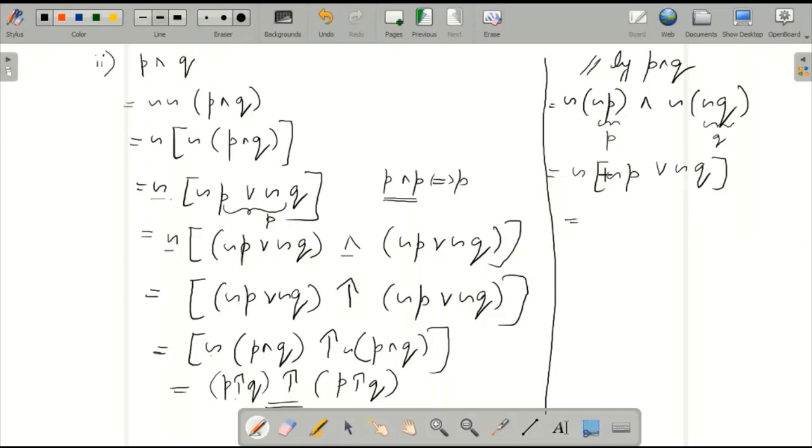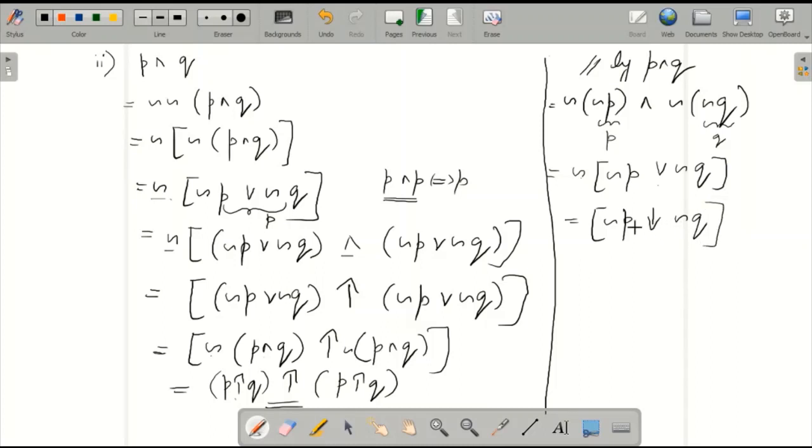Now try to insert this and this. So what will it be again? It will be nothing but negation P, this NOT and OR, NOR, I got negation Q, negation.